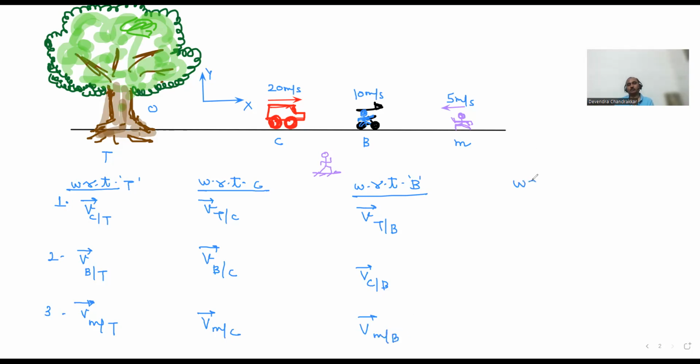Fourth is with respect to man. All of you start doing it. You have to find velocity of tree with respect to man, velocity of bike with respect to man, and velocity of car with respect to man. चलो करो सब लोग इसको जल्दी से, and it will take hardly 2 to 3 minutes to do this. Do it quickly.